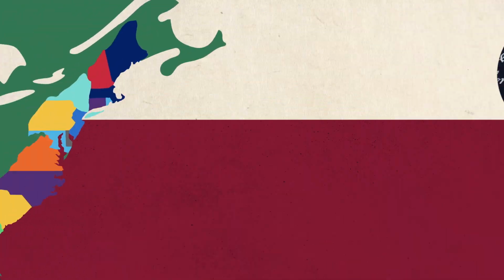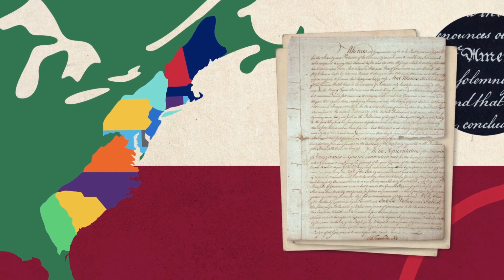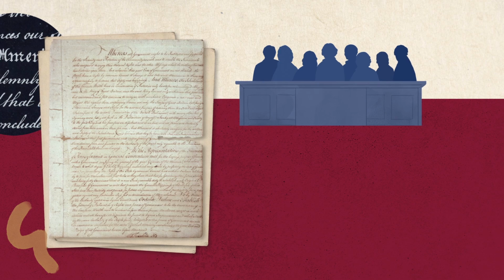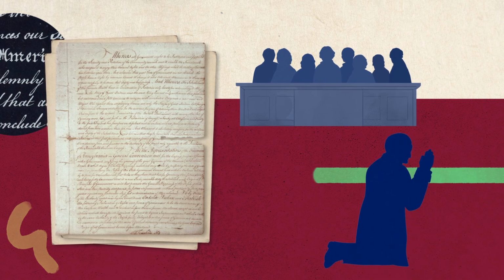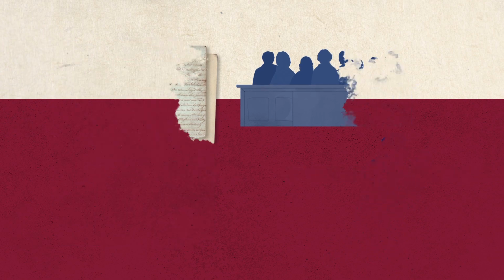As the states drafted instruments forming constitutions as free governments of the people, 2 rights repeatedly appeared. The vast majority included guarantee of a jury trial in criminal cases, and most recognized religious liberty. But in other respects, there was little consensus.